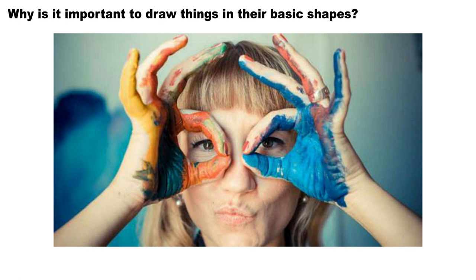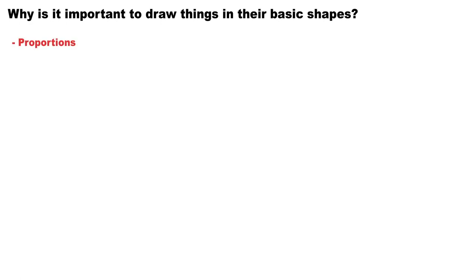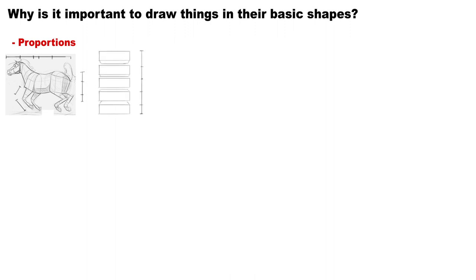So some of the benefits of drawing things in basic shapes are proportions. Drawing objects in basic shapes and in very simple and basic lines help with measuring up the correct proportion of said object. It would be a huge waste of time and energy to draw things in full details only to find out that the object proportions are all wrong.